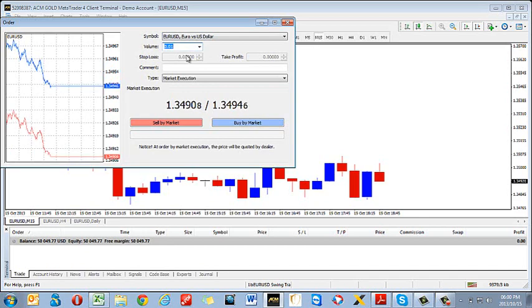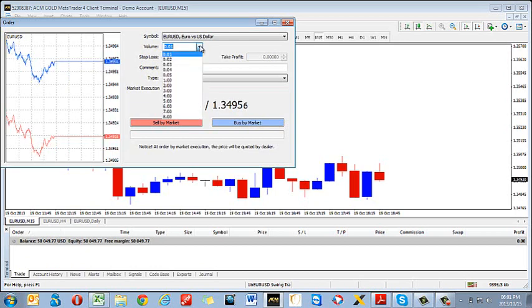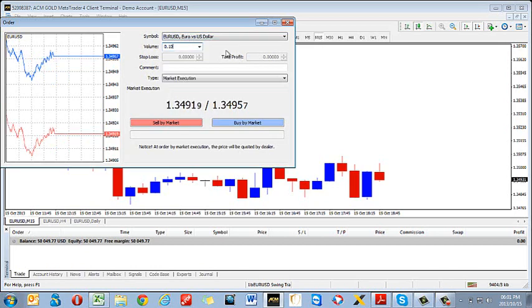0.01 is a micro lot. That's the smallest trade you can make. You're looking at 10 cents a pip. So my unit size there is 1,000. So that is a micro lot. The next one I get is a mini lot, and that is 0.10. You'll notice it's not there, so you have to type it in, 0.10. There we go. 0.10 is a mini lot. That means I'm trading $1 a pip, and it is a unit size of 10,000.